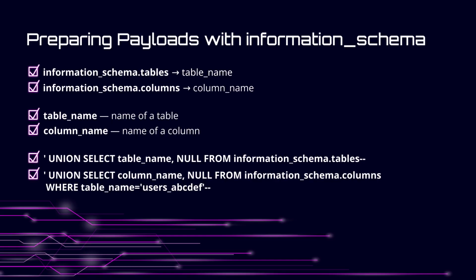Once we identify the relevant table, typically the one containing user credentials, we then enumerate its columns by selecting the column_name field from information_schema.columns. After discovering the actual table name, such as users_abcdef, we substitute it into the WHERE clause of our query to retrieve the corresponding column names.